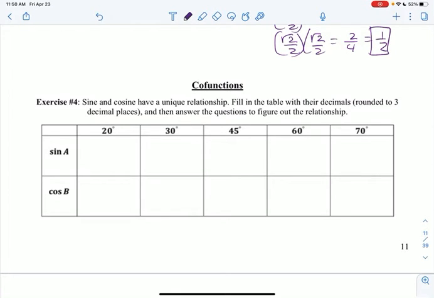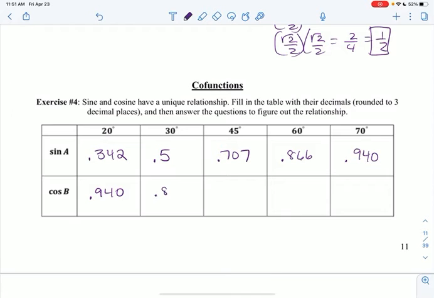So sine of 20, 0.342. Sine of 30, we already know the exact value was 1/2. I'm going to write it as a decimal though, 0.5. Sine of 45, 0.707. Sine of 60, 0.866. I'm just getting these from the calculator. Sine of 70, 0.940. Now let's do the cosine of 20 is 0.940. The cosine of 30 is 0.866. The cosine of 45 is the same, 0.707. Cosine of 60 is 0.5, and the cosine of 70 is 0.342.